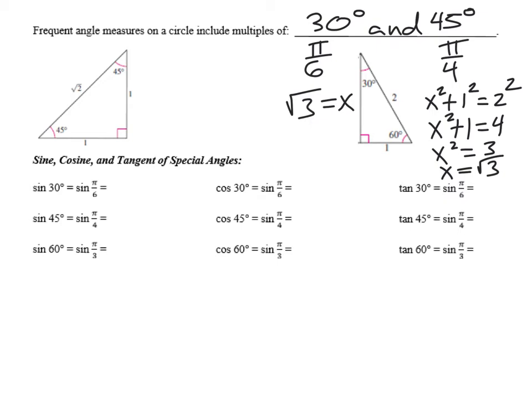Sometimes you see these two triangles referred to as special right triangles. The one on the left is called a 45-45-90. That refers to the measurements of the three angles. The one on the right is a 30-60-90.